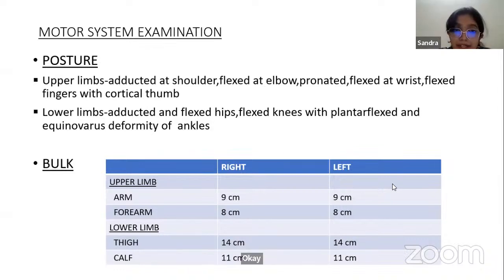The upper limbs are adducted at shoulder, flexed at elbow, pronated, flexed at wrist, with flexed fingers and cortical thumb. Lower limbs: adducted and flexed hips, flexed knees, with plantar flexed and equinovarus deformity of ankles. Bulk was the same in right and left upper limb and lower limb.